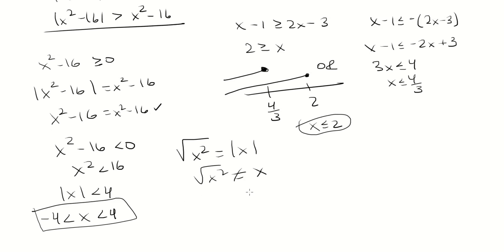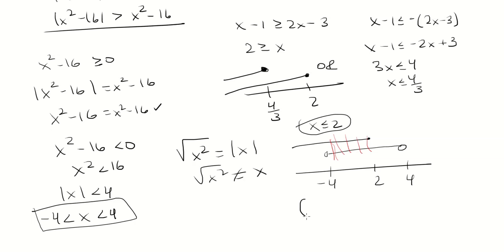But because this is a system, it has to work for both. So if we draw a number line, we put -4, 2, and 4. The first solution said x is less than or equal to 2. The second solution said x is between -4 and 4. If you look at where these two overlap, clearly it has to be in here. So that is between -4, but we're not including -4, to 2, and we are including 2.